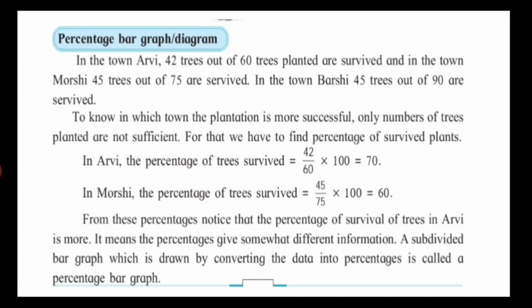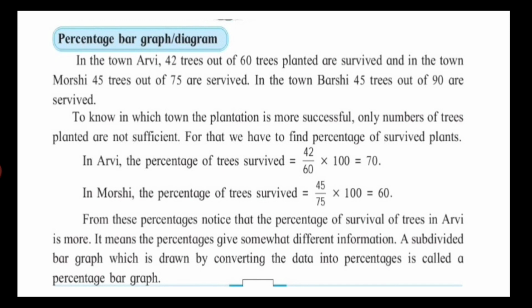They have planted a number of trees. For example, in Arvi they have planted 60 trees, but out of 60 only 42 have survived. In Morshi they have planted 75 trees, but out of 75 only 45 trees survived. And in town Barshi they have planted 90 trees, and out of 90 only 45 trees survived.